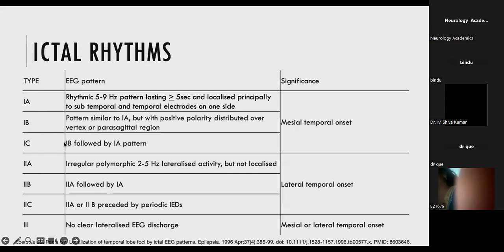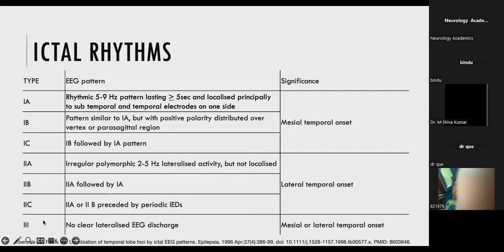The other patterns, 1B and 1C, are similar, but one has a positive polarity distributed over the vertex and the same theta rhythm, and 1C is the pattern 1B followed by 1A. The second pattern is an irregular polymorphic delta range, 2 to 5 hertz activity. It is poorly localized and associated with neocortical temporal lobe epilepsy. 2B and 2C are also associated with lateral temporal lobe epilepsy.